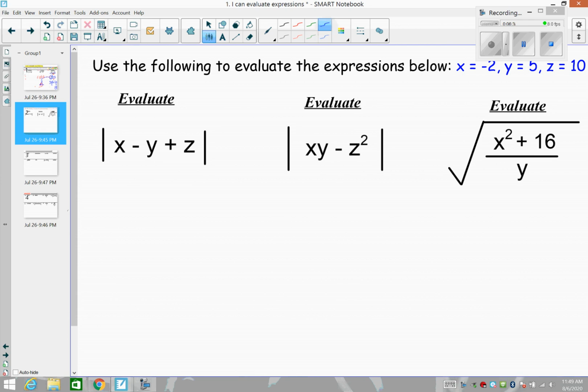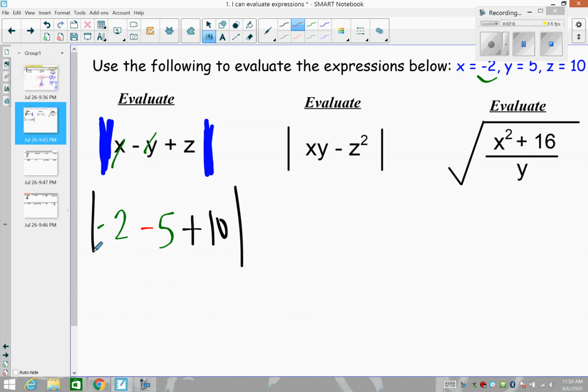Okay, so we have this absolute value bar, which means the distance from 0. You know it's the first step in the order of operations because it's what's called a grouping symbol, but we have to do all the stuff on the inside first. So we're going to substitute a -2 in the x spot. The sign in between is subtract. We are going to substitute a 5 in the y spot. The sign in between is add. And we are going to substitute a 10 in the z spot. All of that is in the inside of the absolute value sign.